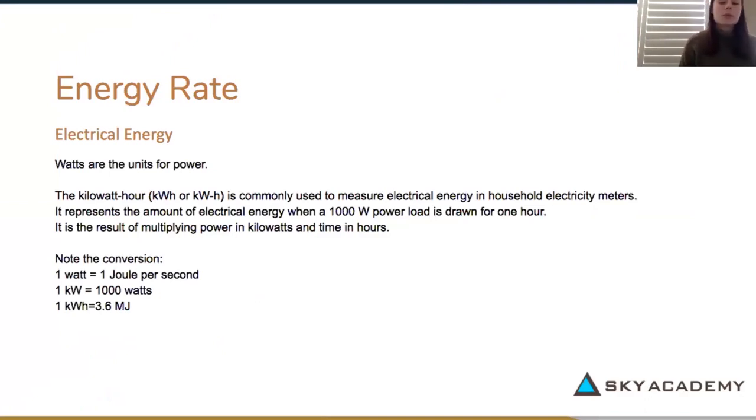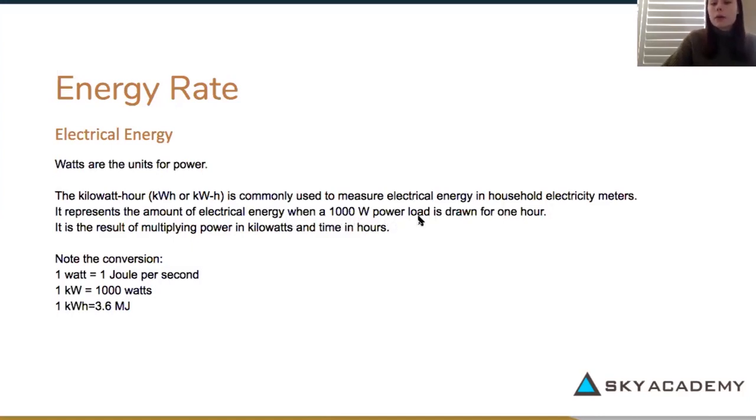And they can also be kilowatt hours, which is commonly used to measure electrical energy in households. For example, it might be how many kilowatt hours your dishwasher uses. It represents the amount of electrical energy when 1000 watts power load is drawn for 1 hour. So that is what the kilowatt hour definition is. 1000 watt power load is drawn for 1 hour.